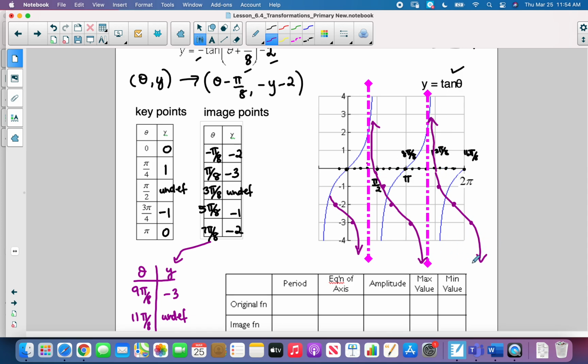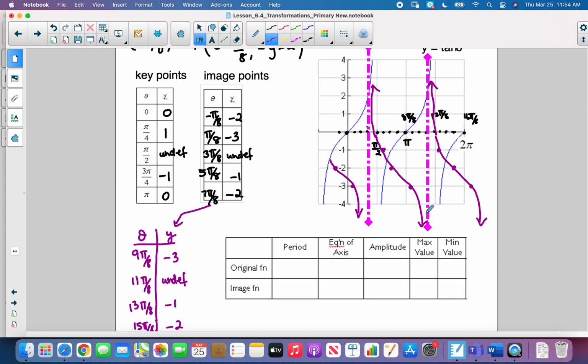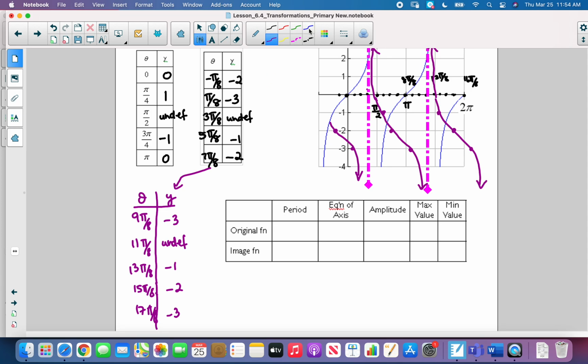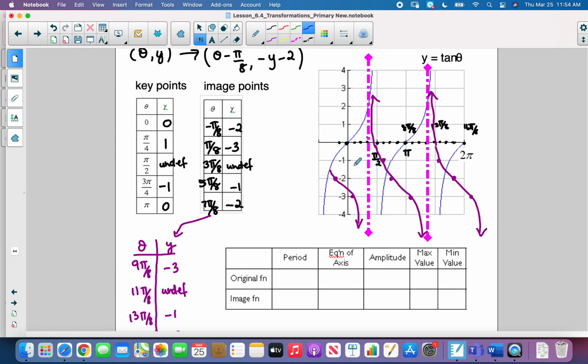So this is the function that we're given, y equals negative tan of theta plus pi over 8, minus 2. Okay, the blue is the original parent function. In the original parent function, the period is pi. You complete one cycle in pi radians. The equation of axis is y equals 0. Amplitude, there's no amplitude, it is undefined. There's no maximum or minimum value, so none.